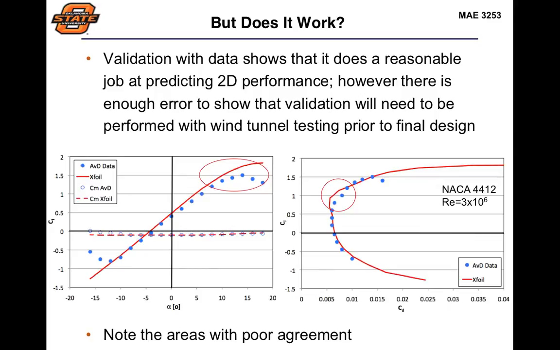You can see the data for the lift curve slope, the moment coefficient, and then finally your drag polar. Notice that there are some areas where it agrees really well, and then some areas where it does not, mostly in those nonlinear regimes where viscous effects start to really dominate, primarily around those stall angles of attack.